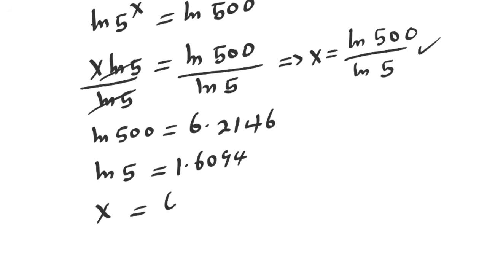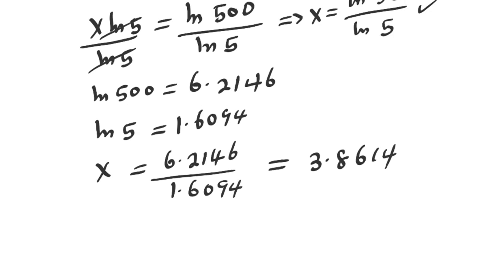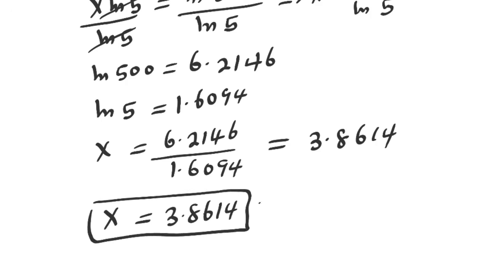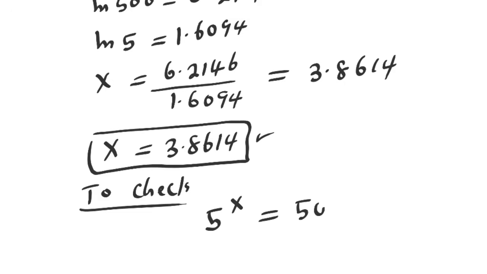x is equal to 6.2146 over 1.6094. This is equal to 3.8614. Therefore, x is equal to 3.8614, which is the final value of x if you use your calculator. Let us check to confirm if this answer is right or wrong. To check, we have the given equation 5 raised to power x is equal to 500.